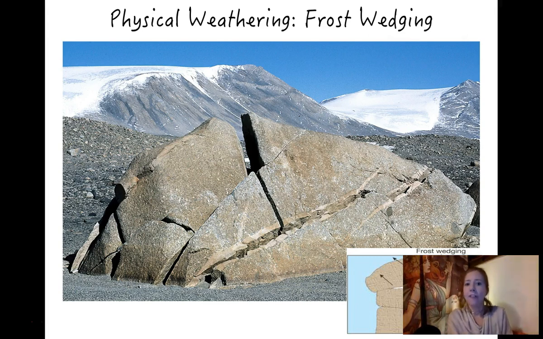Let's look at frost wedging. So with frost wedging, water is accumulating in these joints and freezing. And when you make an ice cube, water expands when it freezes. So you have water getting into these joints or cracks, and it's expanding, and through the expansion, it is breaking the rock apart.